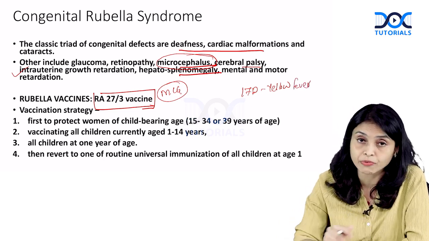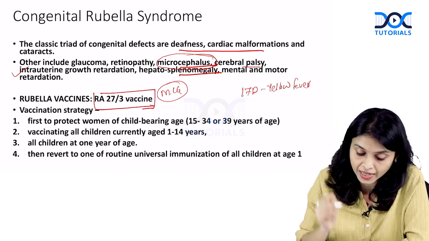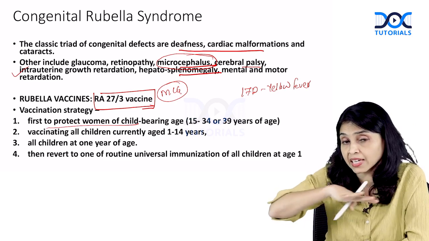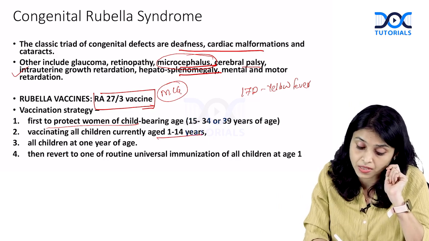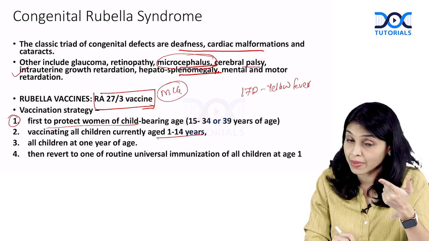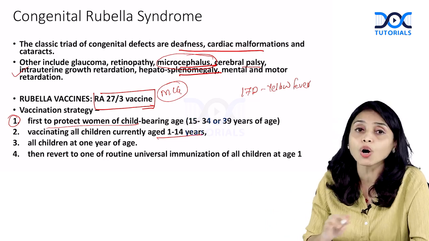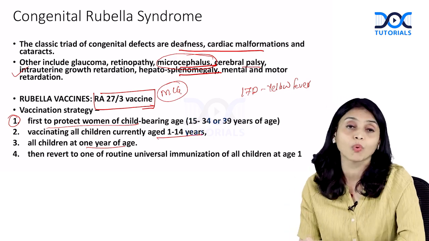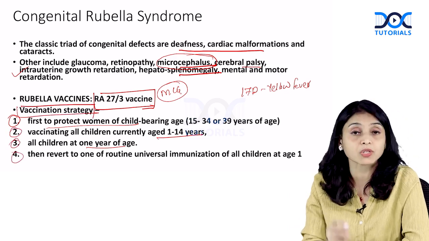Next is vaccination strategy. If you really want to eliminate rubella, what is the priority group that should be targeted first? First you have to protect women of childbearing age, that means 15 to 39 years. After vaccinating women in the reproductive age group, you go to children between 1 to 14 years. See, this is the group that is likely to give birth to babies with congenital rubella, right? So first vaccinate all of them. Then you target the second group, that is 1 to 14 years. Then all children at 1 year of age. Then go on with your routine vaccination of all children up to 1 year of age. So this is the vaccination strategy or the priority group: first group, second group, third group, fourth group. This also was a previous MCQ.